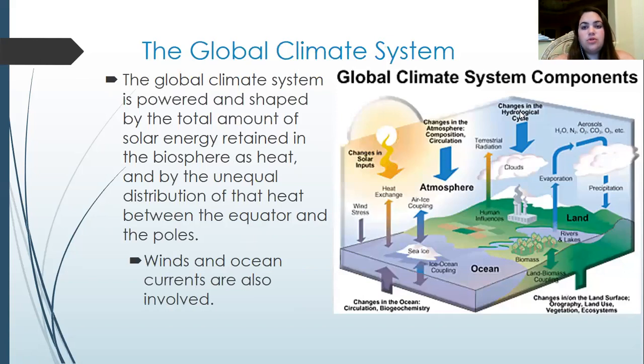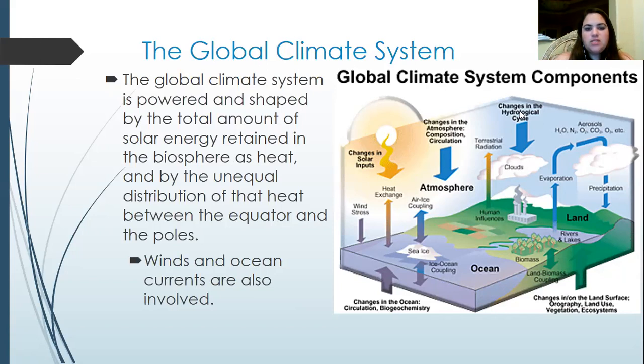All right, so the global climate system. So the global climate system is a system that is powered and shaped by the total amount of solar energy retained in the biosphere as heat. So if you look at this picture, you're getting solar energy that is entering the Earth's atmosphere. And then that Earth's atmosphere is going to either redirect the energy or absorb the energy. And if it absorbs it, it's going to retain it in that biosphere as heat. Okay.